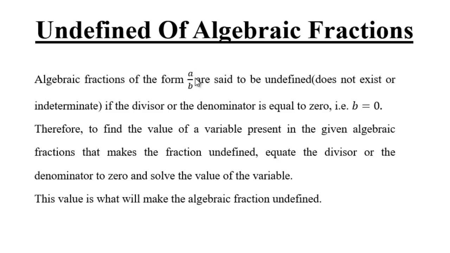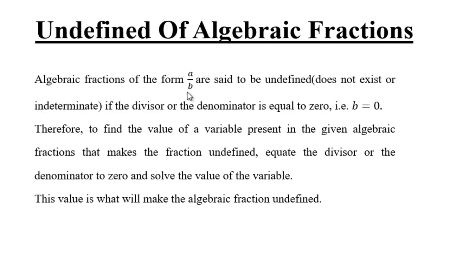So we could see the fraction a over b. For the fraction a over b to be undefined, b should be equal to 0. So when the denominator is equal to 0, it means the expression is not defined or does not exist, or it cannot be determined, that is indeterminate.